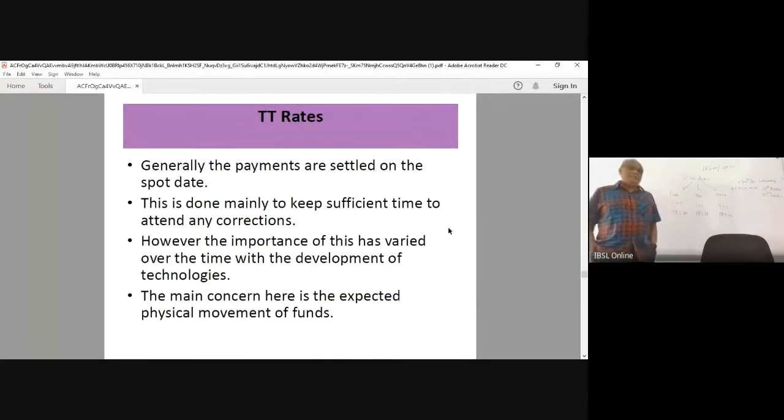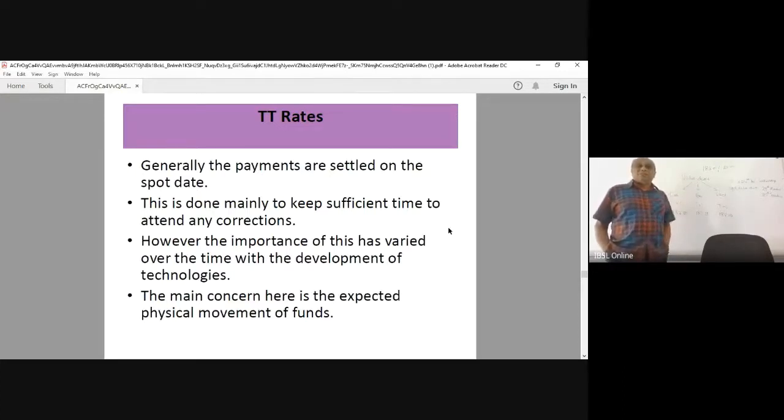TT rate, another rate. TT rate, you know. TT rate means spot rate. Generally, the payments are settled on the spot date, that means value 2 days. That's the normal trend, right? Most of the payments, 90% of the payments, are settled at spot rates on the spot date. This is done mainly to keep sufficient time to attend to any corrections. Now you see, right?